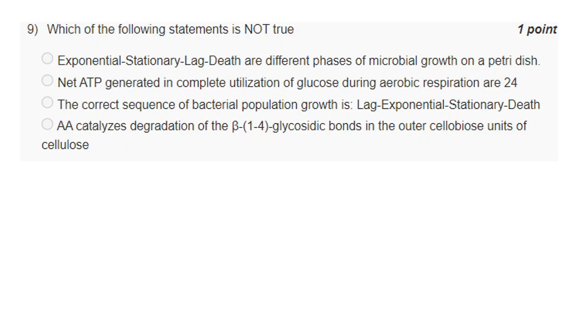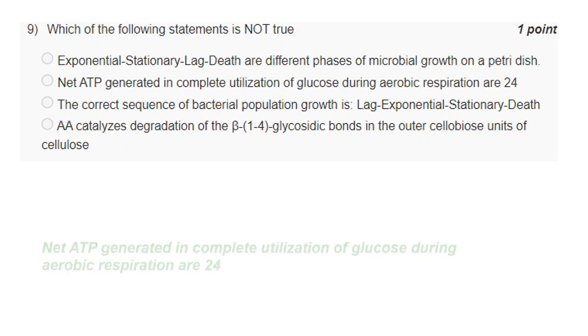Anybody? Which statement do you think is false over here?